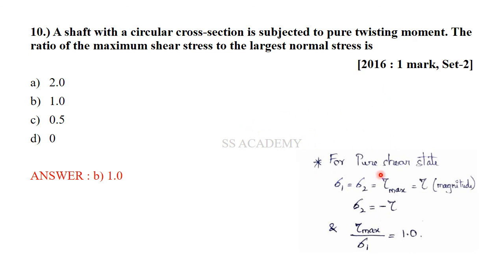Okay, for pure shear state of stress, which you have seen in the previous question, from the Mohr circle, it is clear that sigma 1 is equal to sigma 2 is equal to tau max in magnitude. However, sigma 2 is minus tau. Actually, the direction changes, that is compressive in nature. So, the largest normal stress may be compressive or tensile, but the magnitude is the same. They have just asked the magnitude. So the ratio of maximum shear stress to the largest normal stress is tau max divided by sigma 1. We know that both have the same magnitude, so the ratio is 1. So B becomes the answer for this particular question.